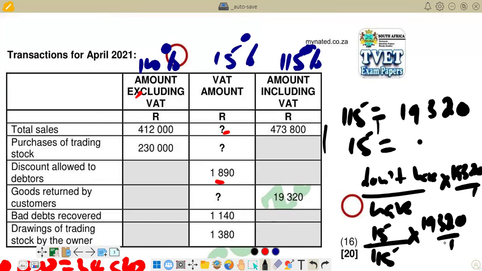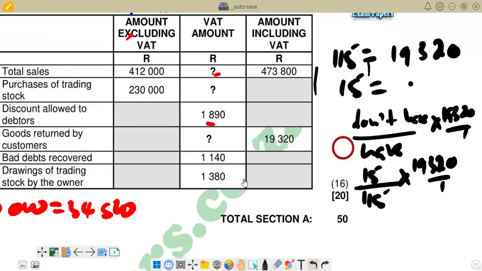Then we calculate it like that. Let's try to use our calculators there. If you calculate it correctly, you're saying 15 divided by 115, and then you multiply the answer by 19,320. Then you get 2,520. And remember, we said it's going to be under input on the debit side, so we can go and put 2,520 on the debit side.